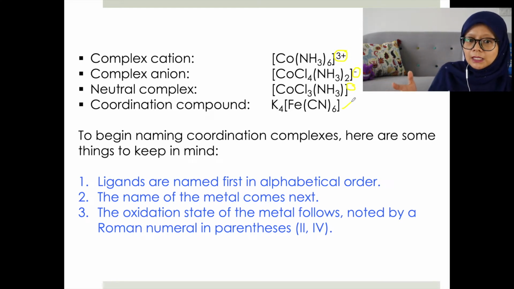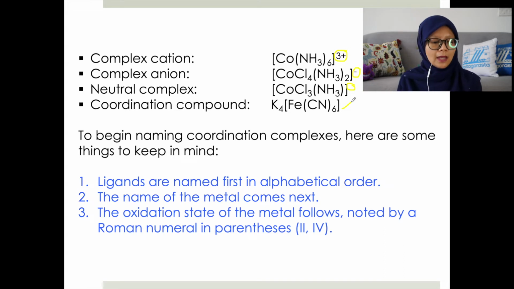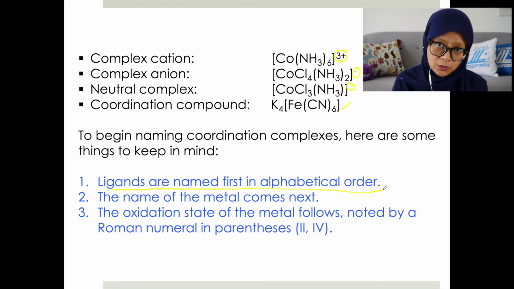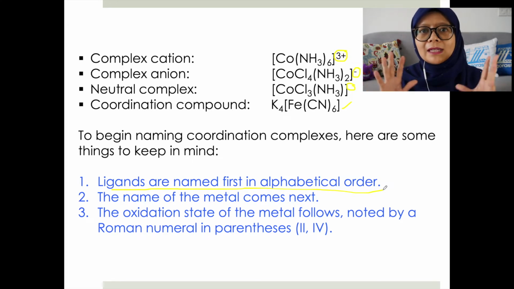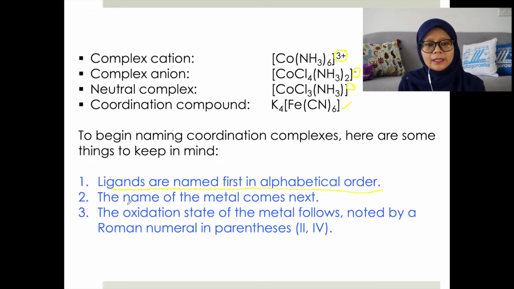In order to begin naming coordination complexes, we have 3 things to keep in mind. First, you need to give the ligand. Ligands are named first in alphabetical order, so from A, B, C and so on. First, you need to give the name for the ligand. Second, the name of the metal comes next after the ligand.